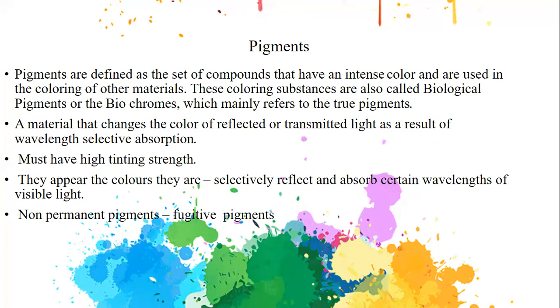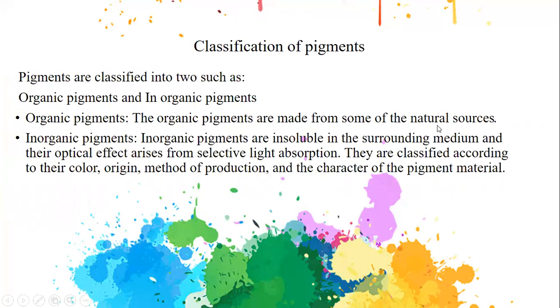Non-permanent pigments are called fugitive pigments. Non-permanent means they are present for a limited time only, not for the whole time. They may disappear.